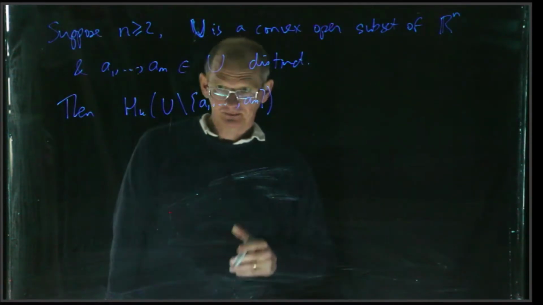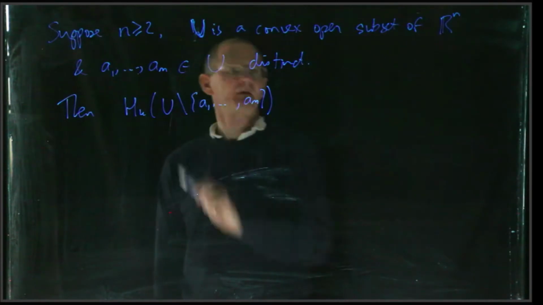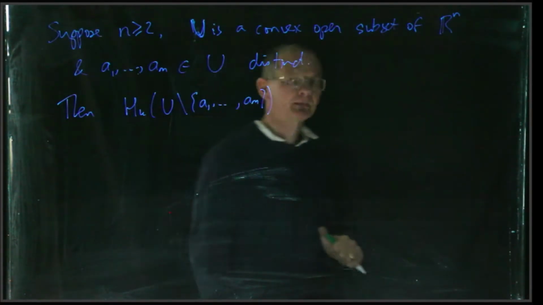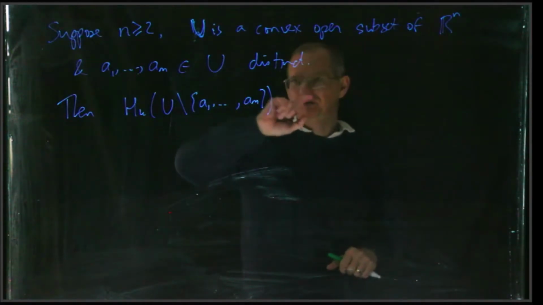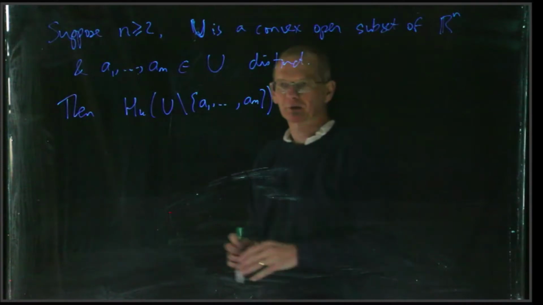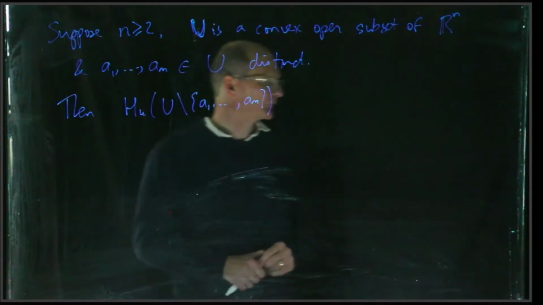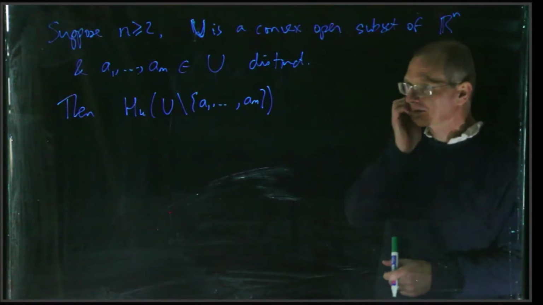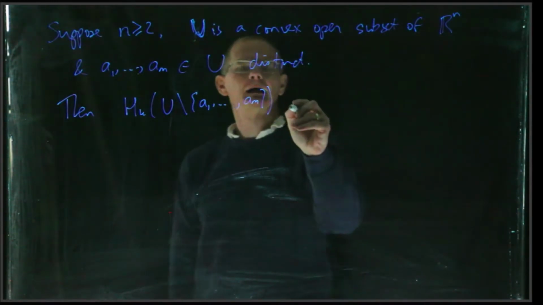Okay, so we're going to consider the complement. So we take this convex open set and we're going to remove m points from it. The main case that we're actually interested in is where U is the whole space R^n. So here we're looking at R^n and we remove some finite number of points. That's a fairly natural space to consider, and we want to know what the homology of that is.